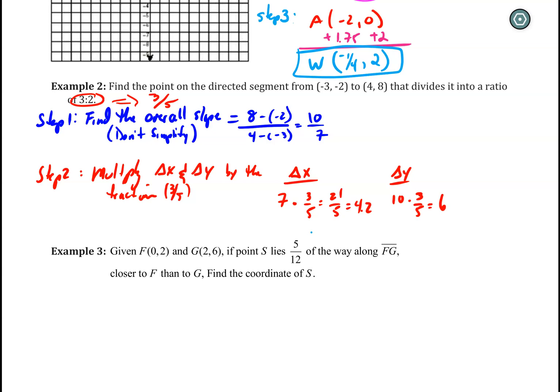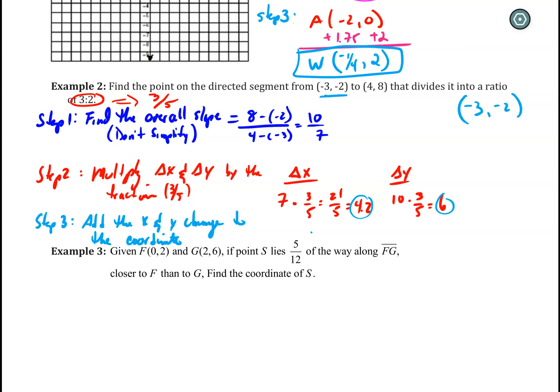So now for my last step, step 3, we're going to add the x and y change, which is what we just found. So that's these two things here, right? To the coordinate. And again, we're always going to use the leftmost coordinate. So in this case, that would be this one here. So for here, I'm just going to do this up here. So we're going to take -3 comma -2, and we're going to add these two values. So I'm going to add the 4.2 and I'm going to add the 6.